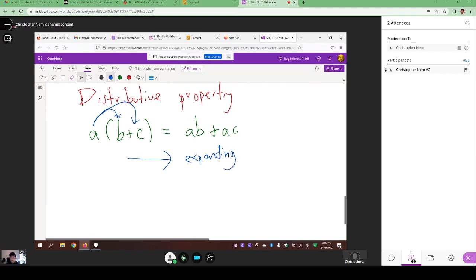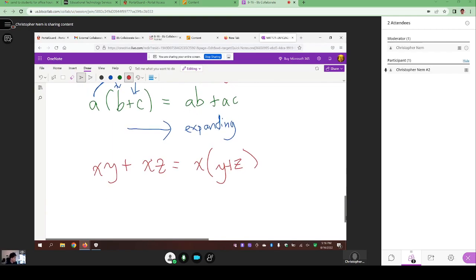There's actually two types of distributive property. Expanding, and then the next one: we can have something like xy plus xz, and that's going to give us x times (y plus z). Well, if I'm going backwards, which is what I did here, I just used different variables, this is called factoring. And they both fall under the umbrella of distributive property.